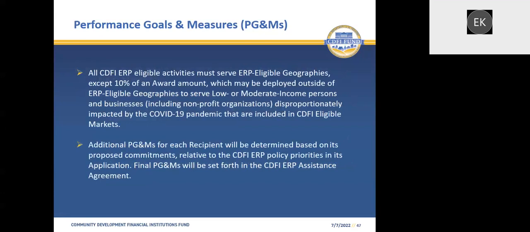All CDFI ERP eligible activities must serve ERP eligible geographies except 10% of an award amount, which may be deployed outside of ERP eligible geographies to serve low or moderate income persons and businesses, including nonprofit organizations, disproportionately impacted by the COVID-19 pandemic that are included in CDFI eligible markets. Additional PG&Ms for each recipient will be determined based on its proposed commitments relative to the CDFI ERP policy priorities in its application. Final PG&Ms will be set forth in the CDFI ERP Assistance Agreement.